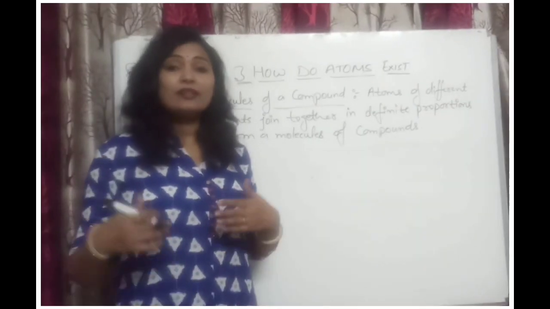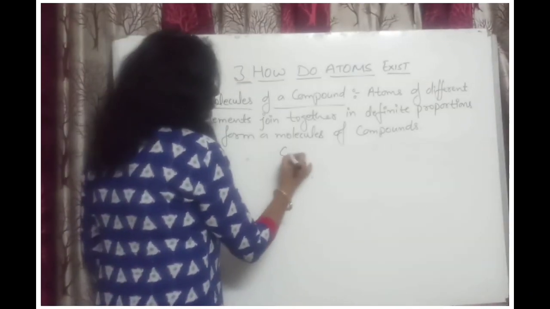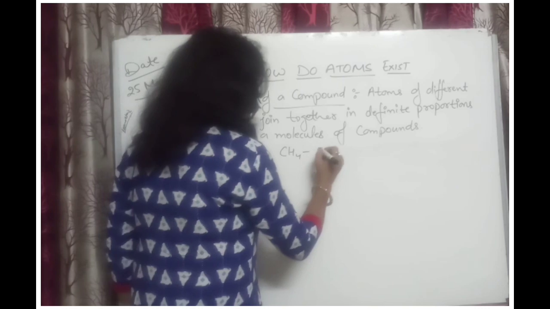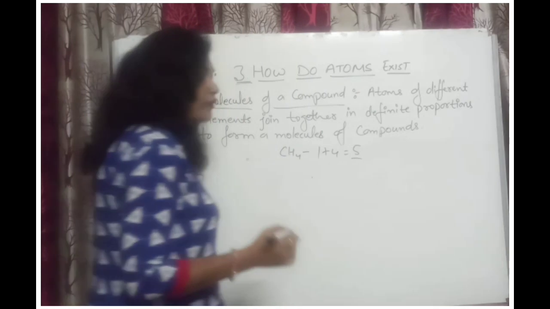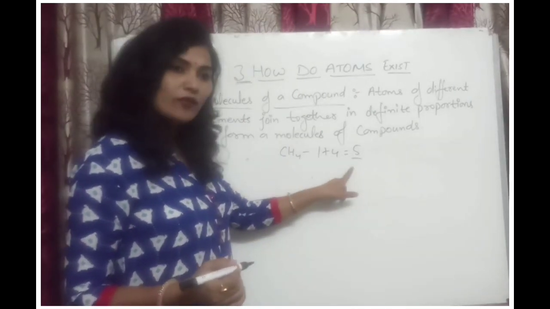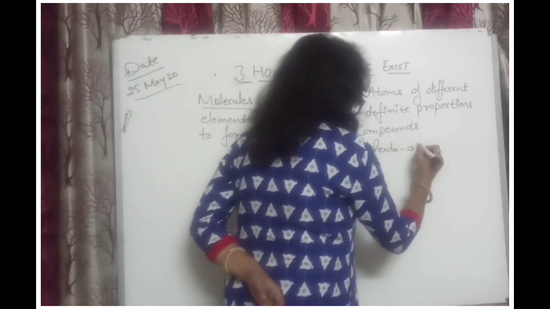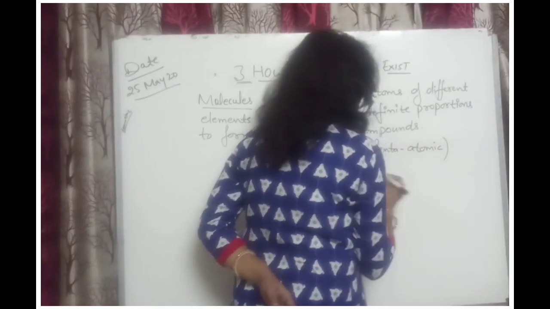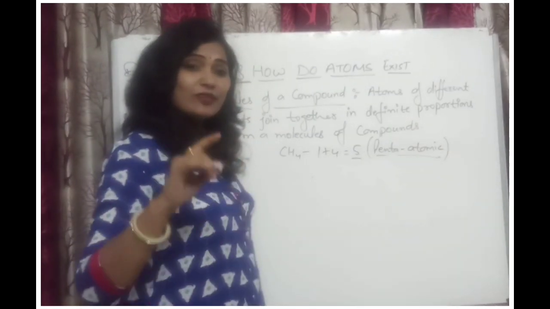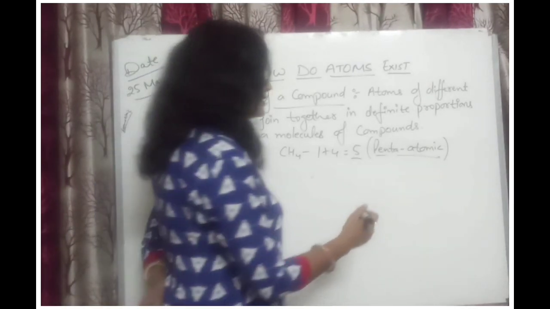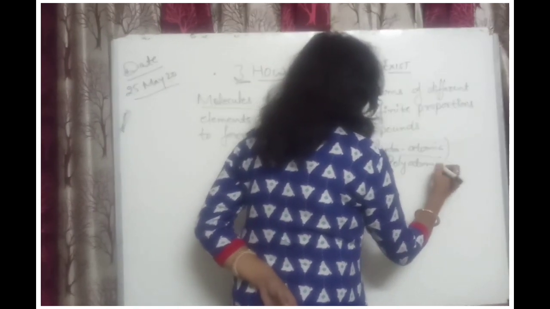Okay. Now we can take the next example, a molecule of methane. One molecule of methane consists of 1 atom of carbon and 4 atoms of hydrogen. So it contains 5 atoms. It means atomicity is 5. So it is pentaatomic, or it is also known as polyatomic. I have told you generally that a molecule which consists of 4 or more than 4 atoms is said to be polyatomic. So it is polyatomic or pentaatomic.